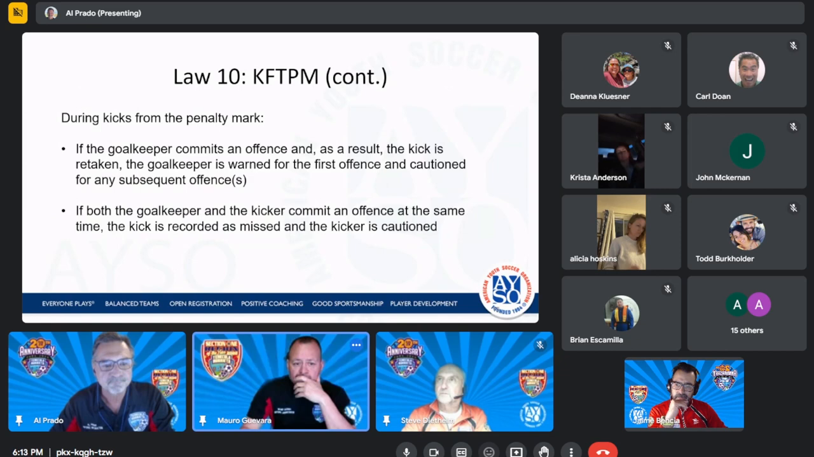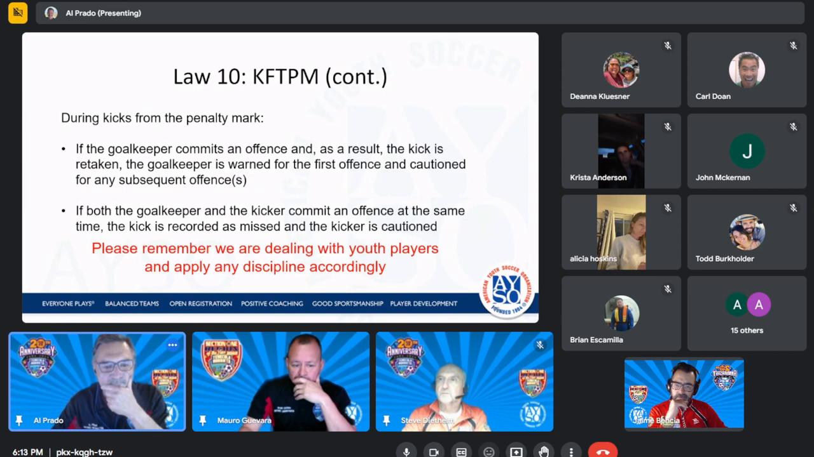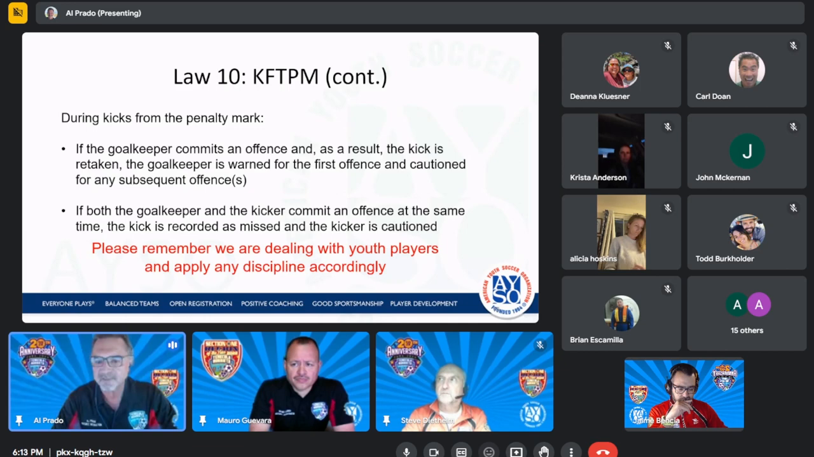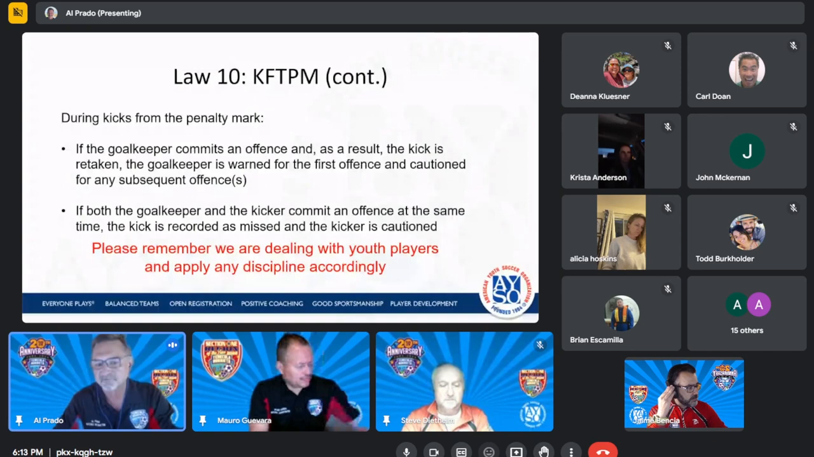Okay, this is not new. Just remember, for caution, we're dealing with youth players and discipline accordingly. A lot of times, a caution, meaning a yellow card, is really meant to change behavior. And if you could do that by using your voice or whistle, mission accomplished without the card. So that's more of a refereeing style. But in terms of cards, do what we can to manage it without a card. Oftentimes you can talk to the players, use your whistle, and they'll get the message that something happened, you didn't like it.